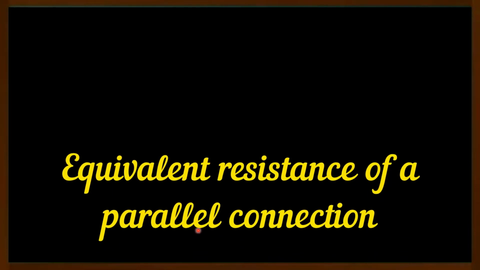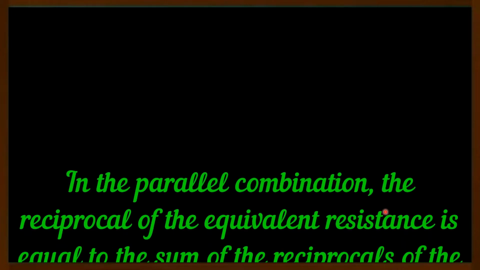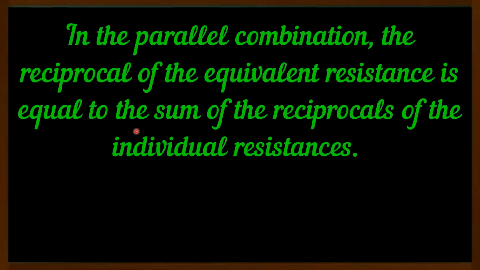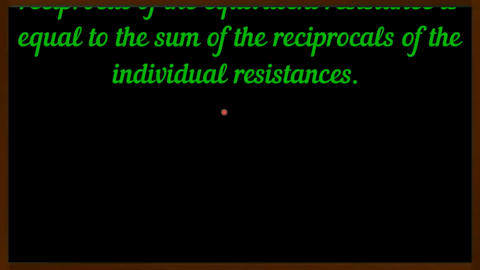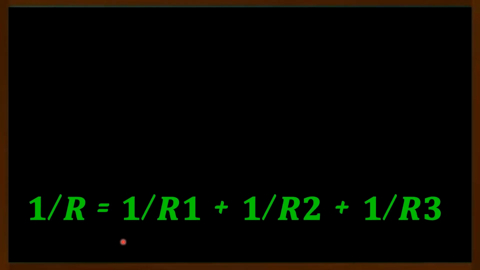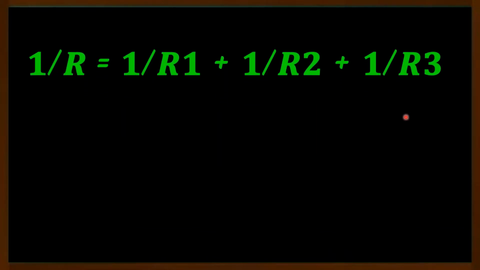Equivalent resistance of a parallel connection. When the resistors say R1, R2 and R3 are connected in parallel between the points A and B in such a way that the same potential difference is applied across each resistor, then the reciprocal of the equivalent resistance is equal to the sum of the reciprocals of the individual resistances. That means 1 by R is equal to 1 by R1 plus 1 by R2 plus 1 by R3.